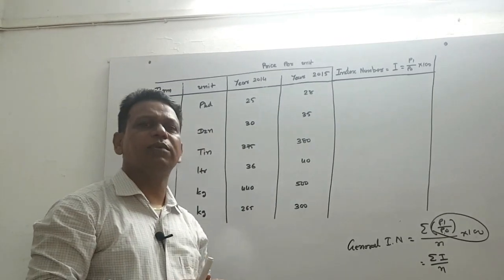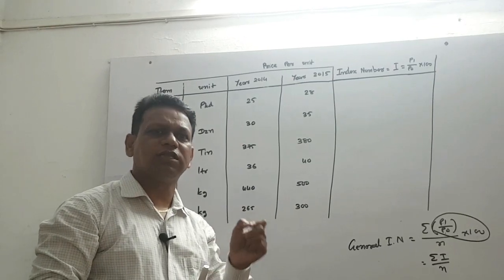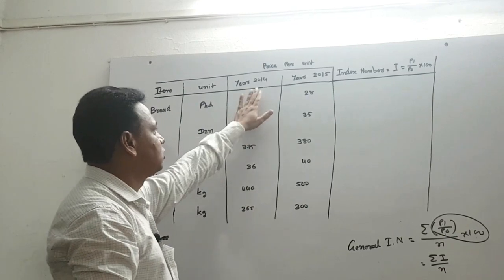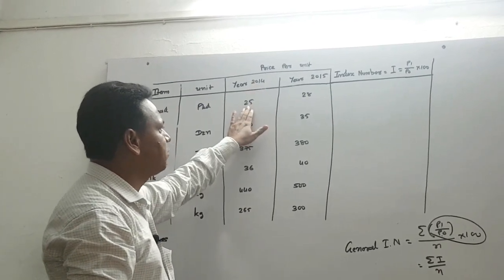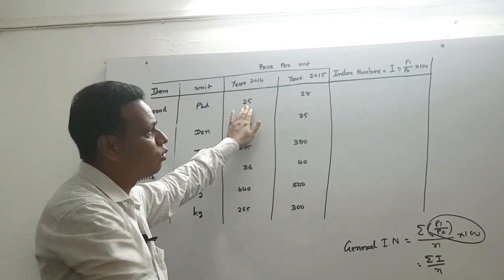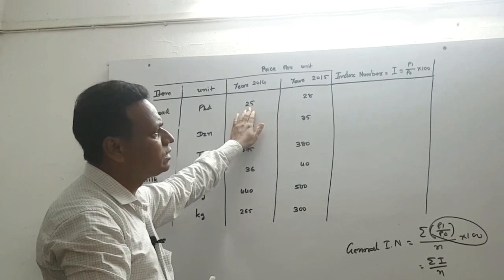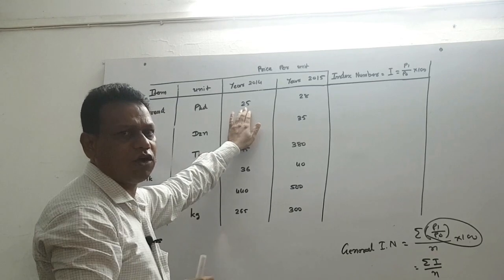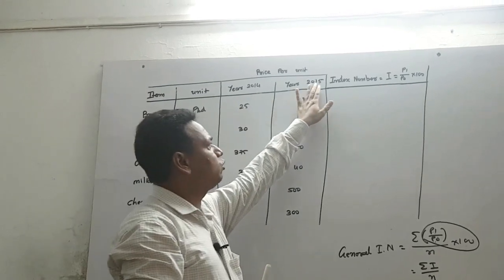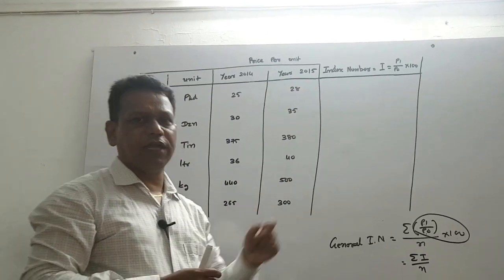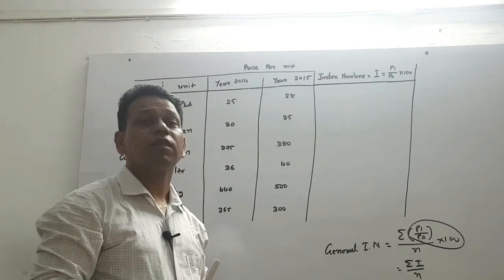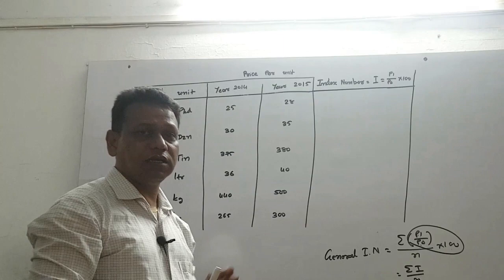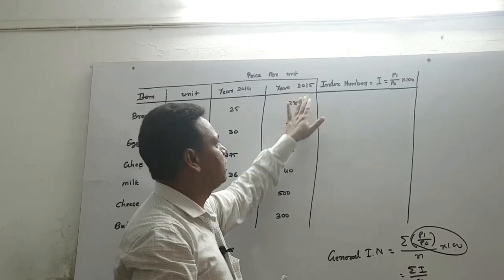But for this example, they have given clear instructions that we have to take 2014 as the base year. So 2014 is our base year. That means 25 is our P0, because of the formula I equals P1 by P0 into 100. We look first at the price of the base year. Now 2015 is the year for which we have to calculate the index number. That year is known as the current year. So 2015 is our current year.